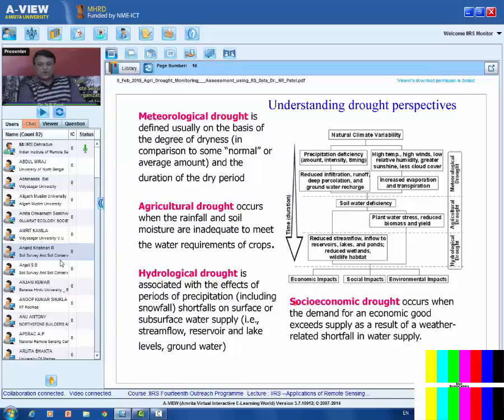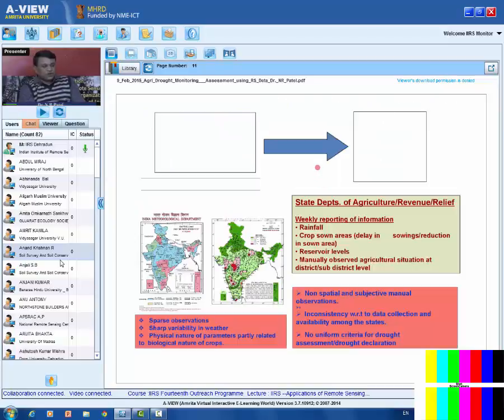Then socio-economic drought. Socio-economic drought is mainly because of an imbalance where the demand for economic goods exceeds supply. That means requirement for tourism, requirement for landscaping, different kinds of socio-economic activity which require water. If water is not available to meet these socio-economic activities, then you can say there is a socio-economic drought. Now here you can see a traditional approach for drought monitoring.